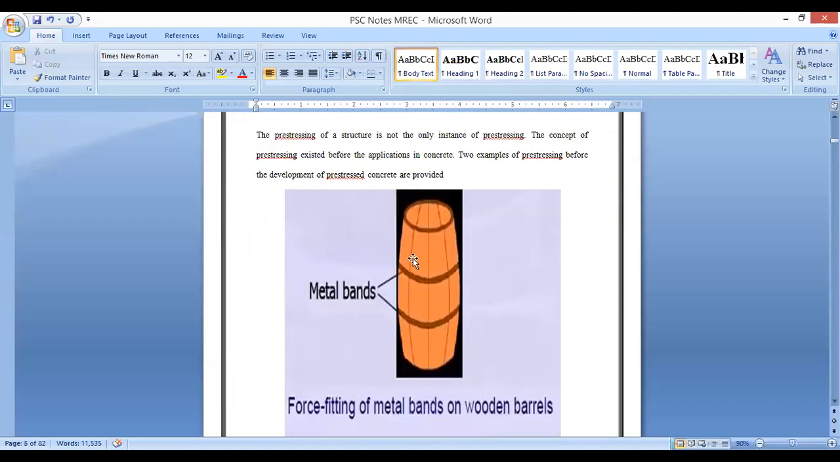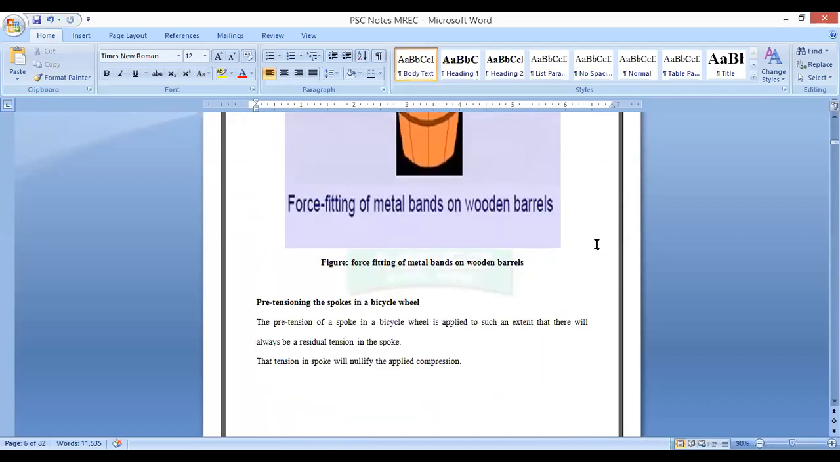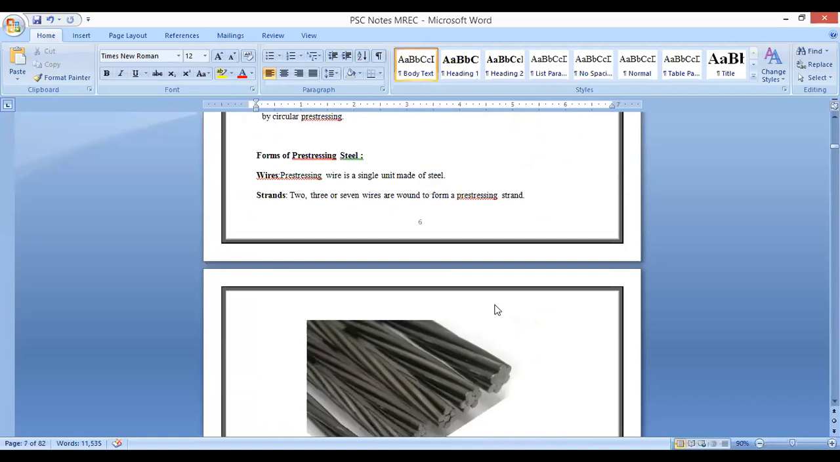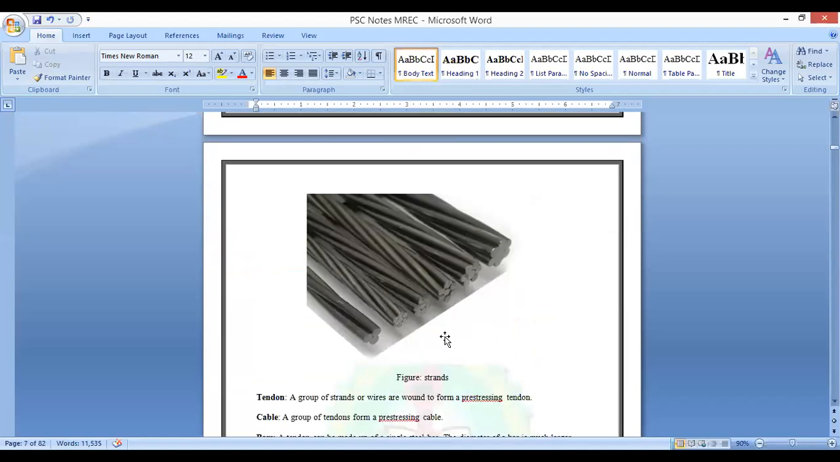It is completely theoretical. I think we all discussed these examples in the first presentation, where we discussed the introduction of pre-stressed structures. And the other example is pre-tensioning the spokes in a bicycle wheel, isn't it? And what are the different forms of pre-stressing steel? Your steel will be available as strands of different diameters, wound with different plies. So this is the 3-ply strand. This is a 7-ply strand, with a different diameter for each ply. Like this, your strands will be available.